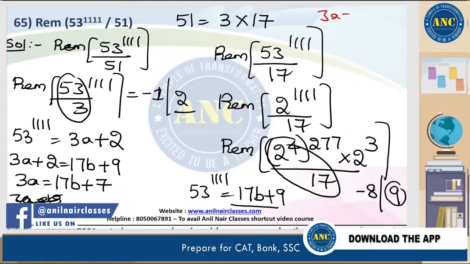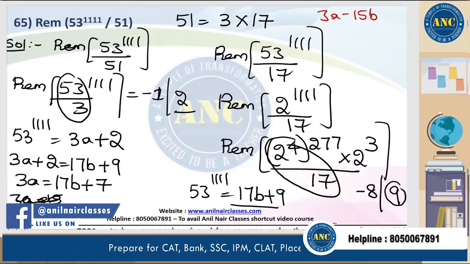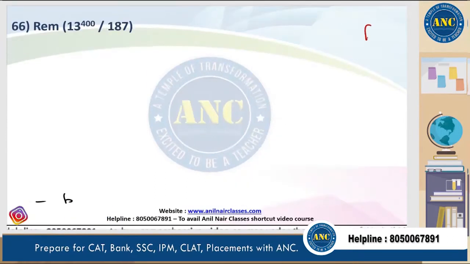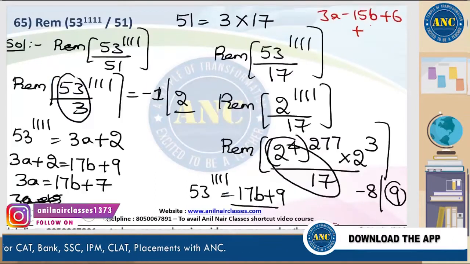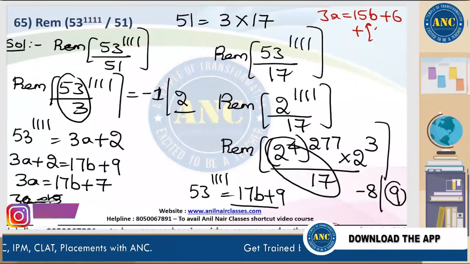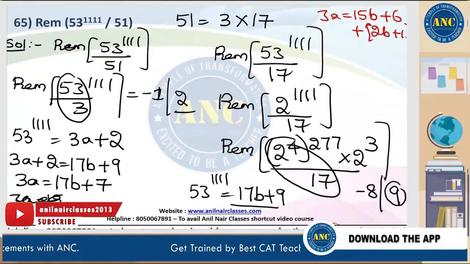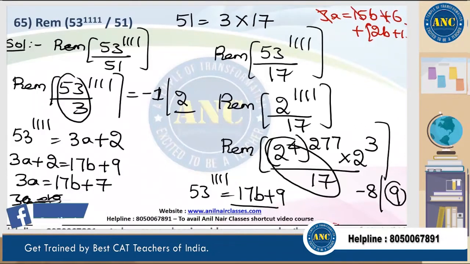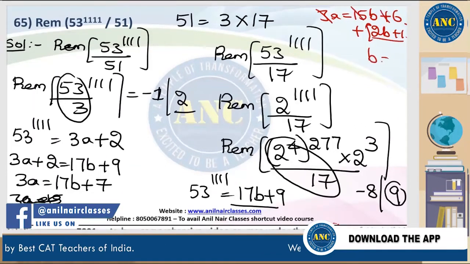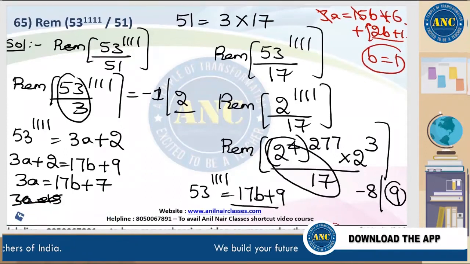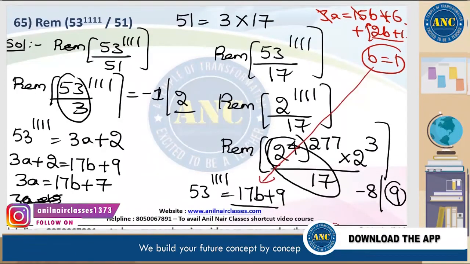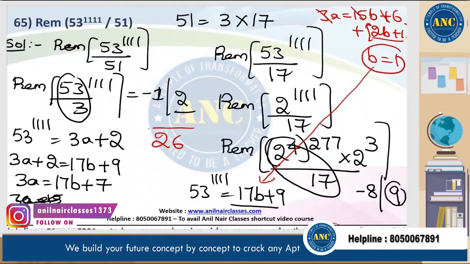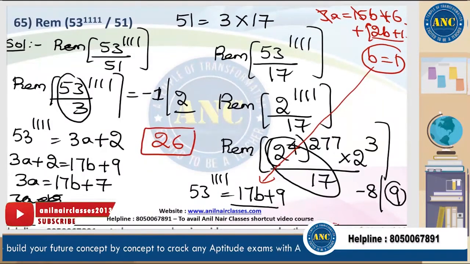3a is equivalent to 15b plus 6 plus 2b plus 1. 15b, 6 and 3a are divisible by 3, so 2b plus 1 should be divisible by 3. So b is 1. If b is 1, what will be the answer? 17 plus 9, 26. I hope it is clear.